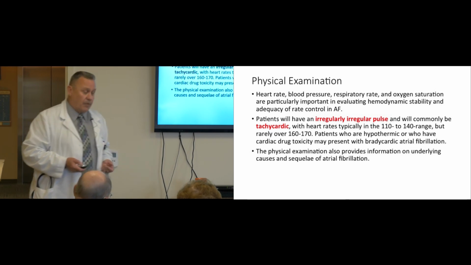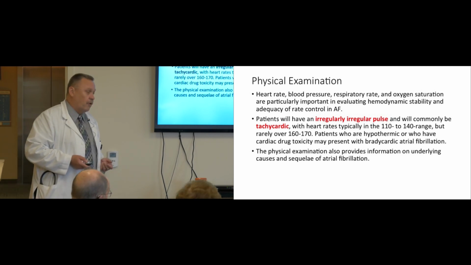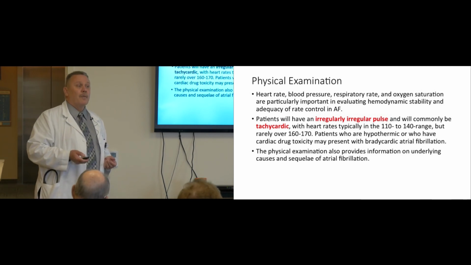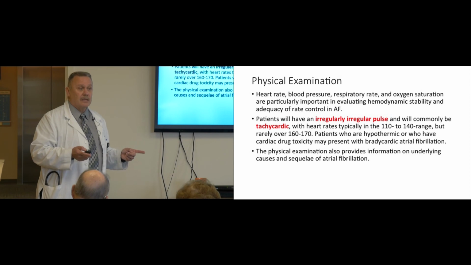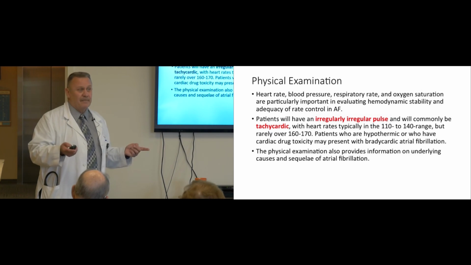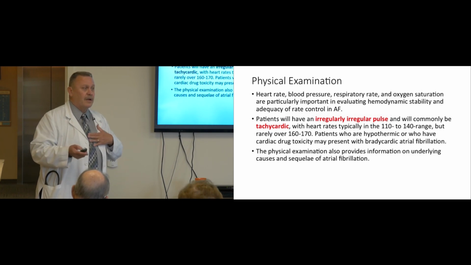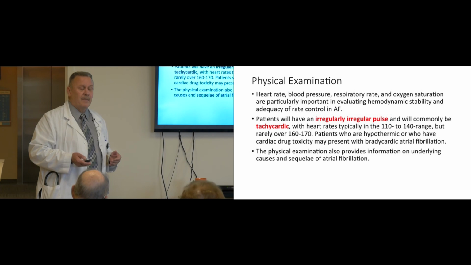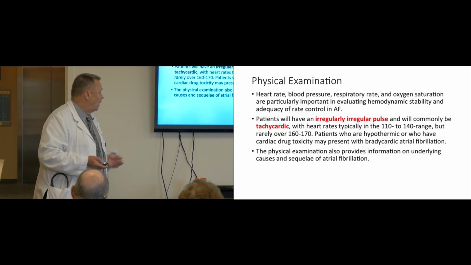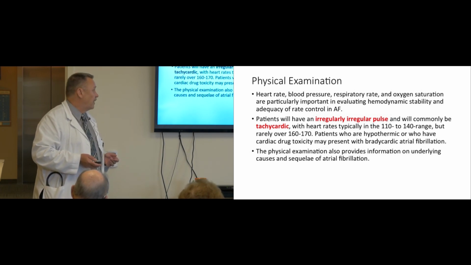Typically, as I said, the heart rate is between 110 and 140 beats per minute. Normal is between 60 and 100 at rest. So if this person's at rest and his heart rate's coming in at 130, they're not feeling good. They're having the irregular heartbeat, and they might be a little sweaty. They might be short of breath. So we do have to evaluate them for that.